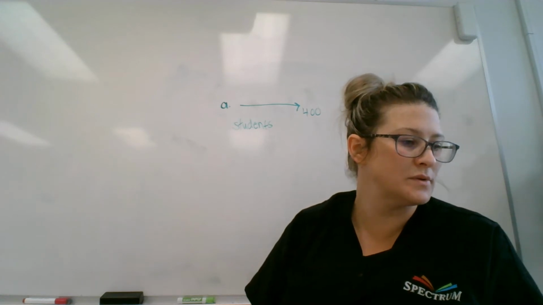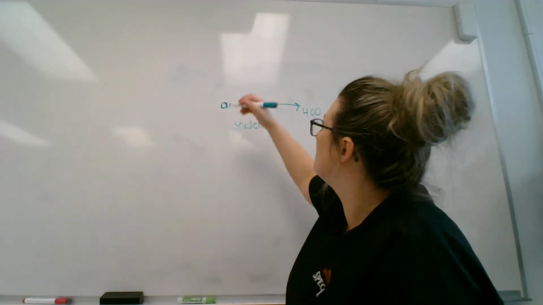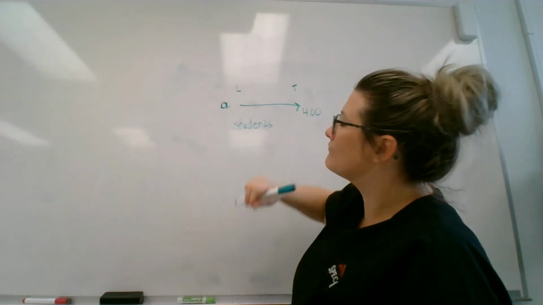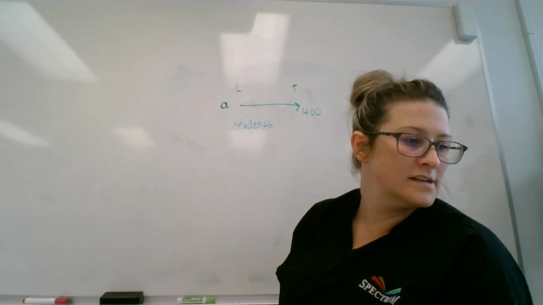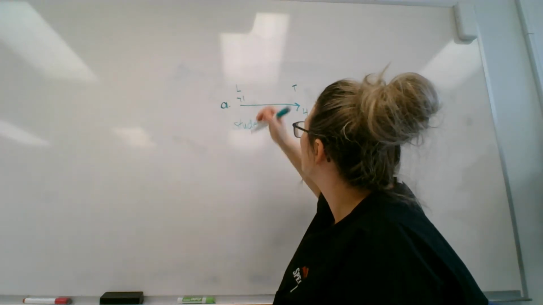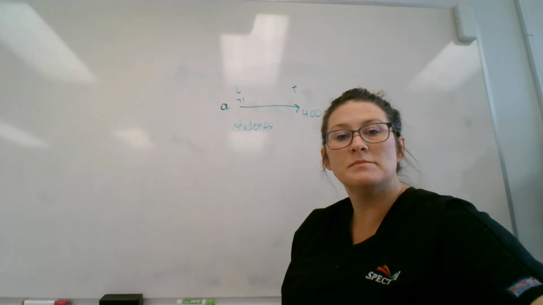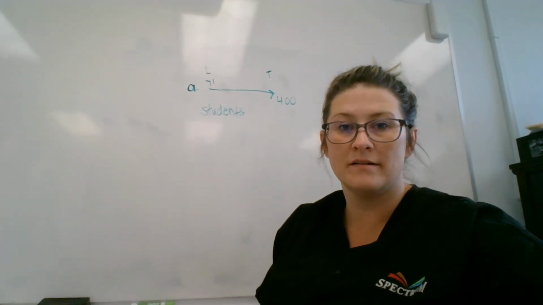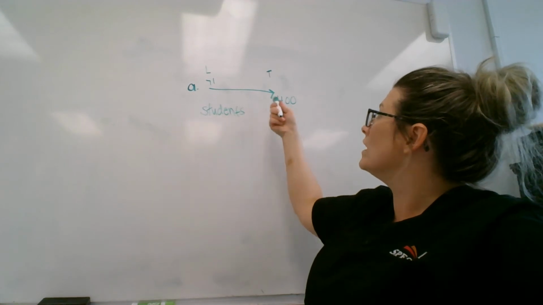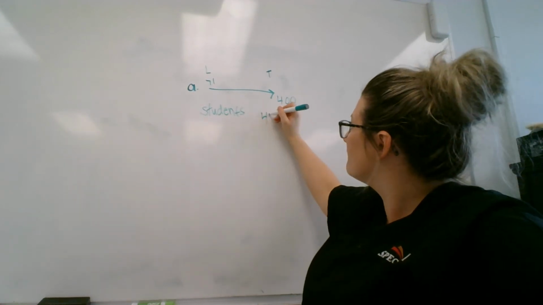71 of those students were late. The rest were on time. So late, on time. T for time, L for late. Let's see, 71 of those students were late. 71. Okay, now I have enough to be able to solve my word problem here. Okay, I'm missing a small number, so I have to work backwards. 400 minus 71.